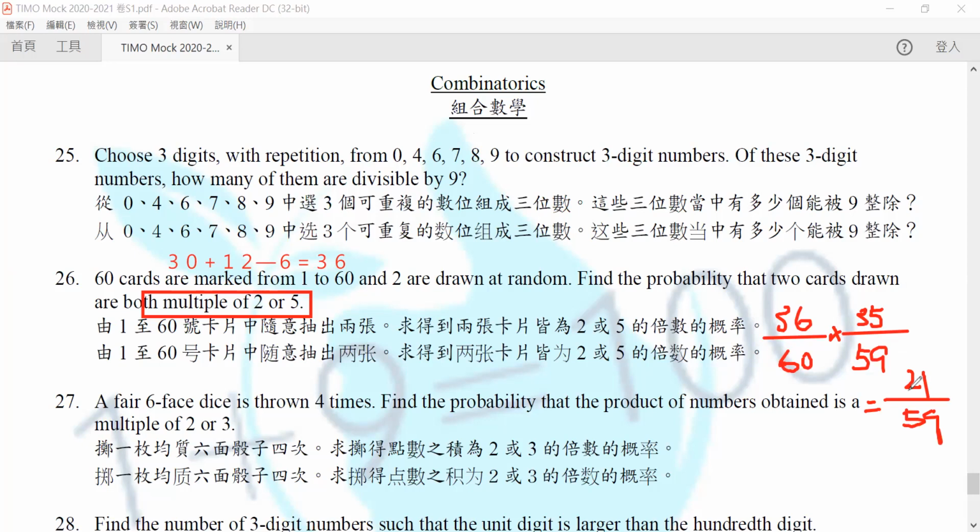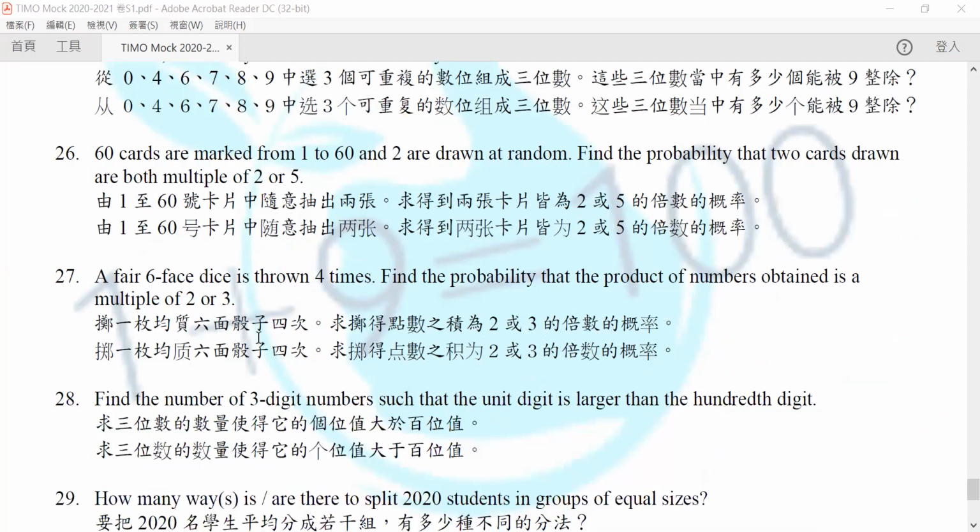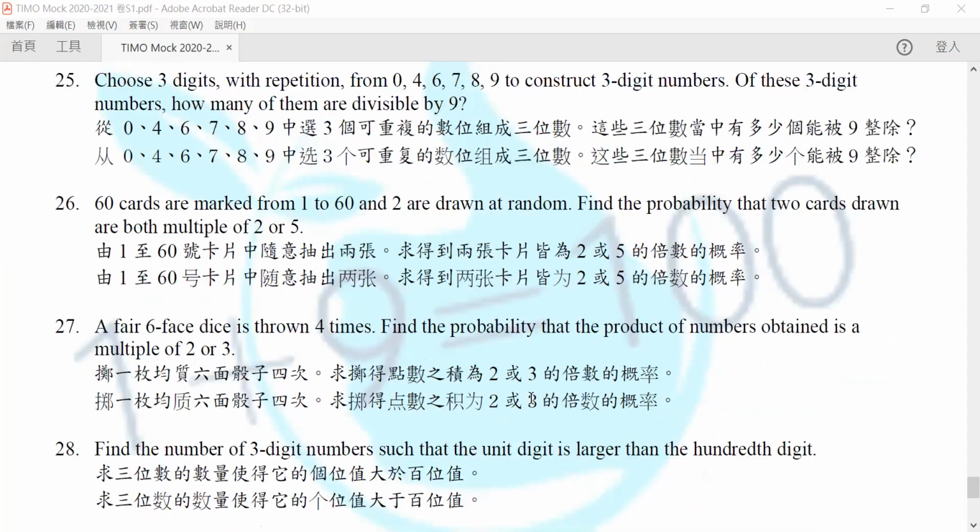That is 26. All right, let's go to 27. Now roll a dice 4 times. What is the probability that their multiple is 2 or 5? If their multiple is 2 or 5, that means that at least one of them is 2 or 5.